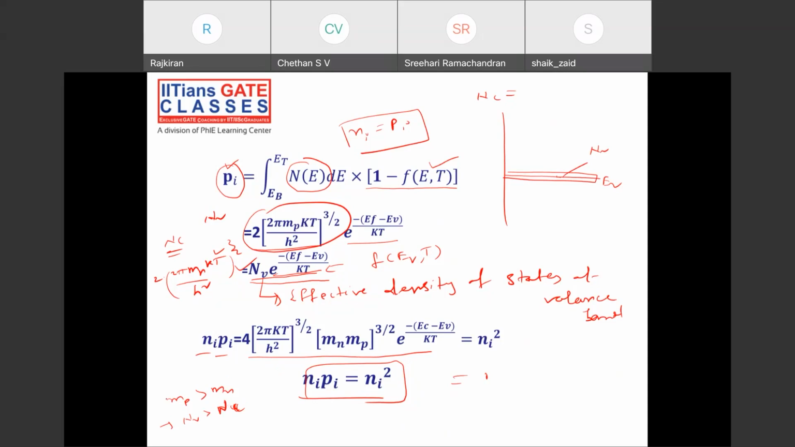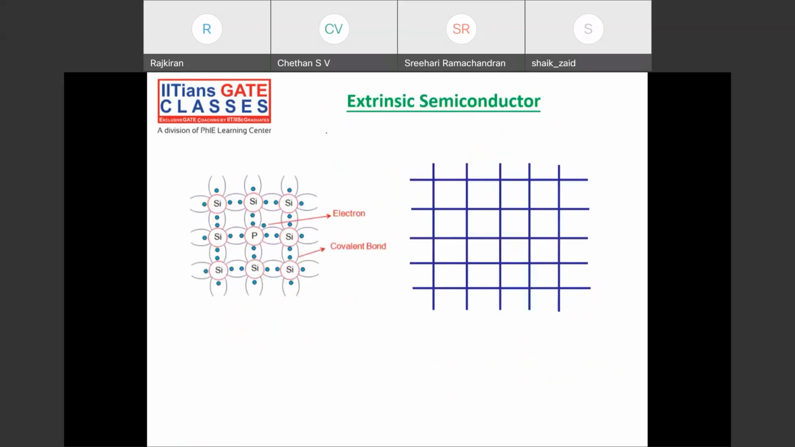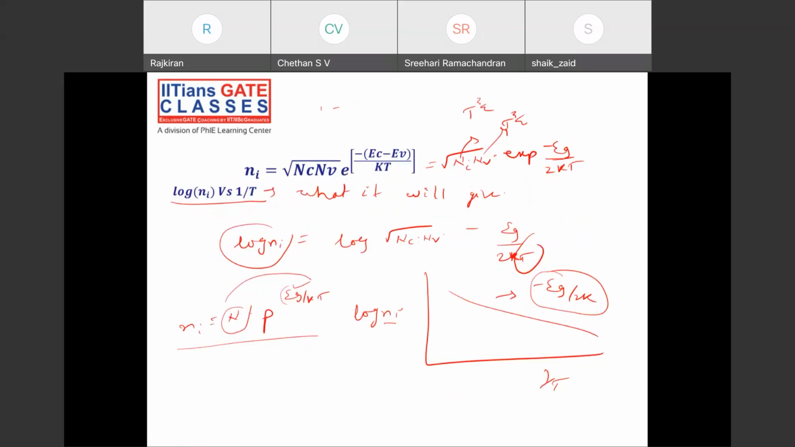This is a question in the exam. I am telling some questions only while explaining things. There are many questions I need to solve, so I will put them at the end. With this, I am completing the energy band model.